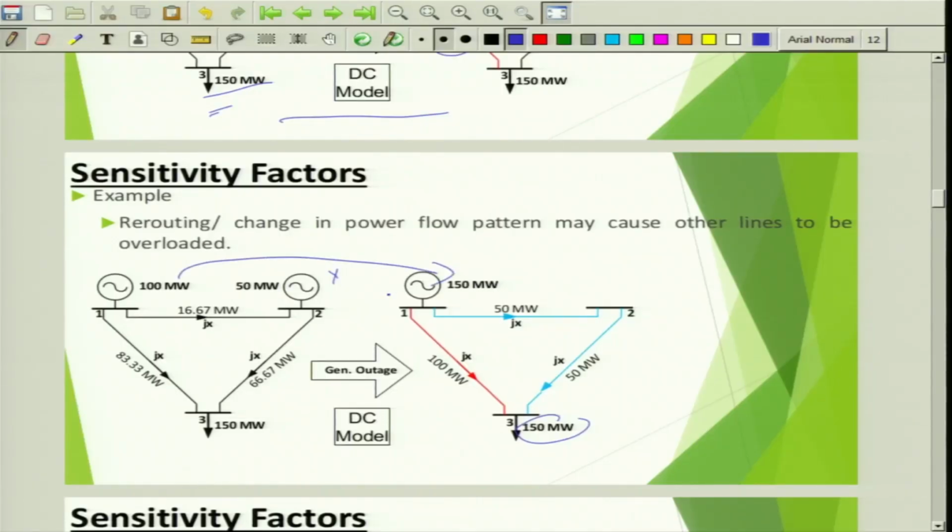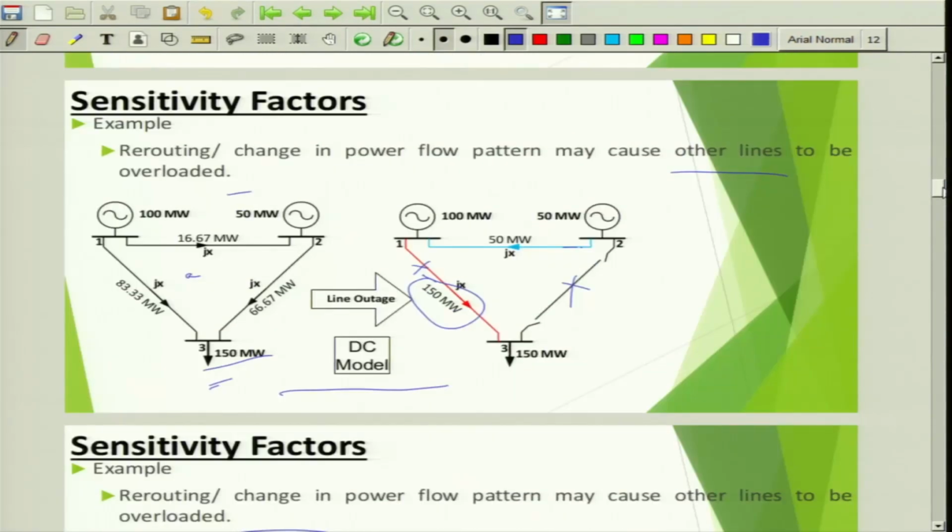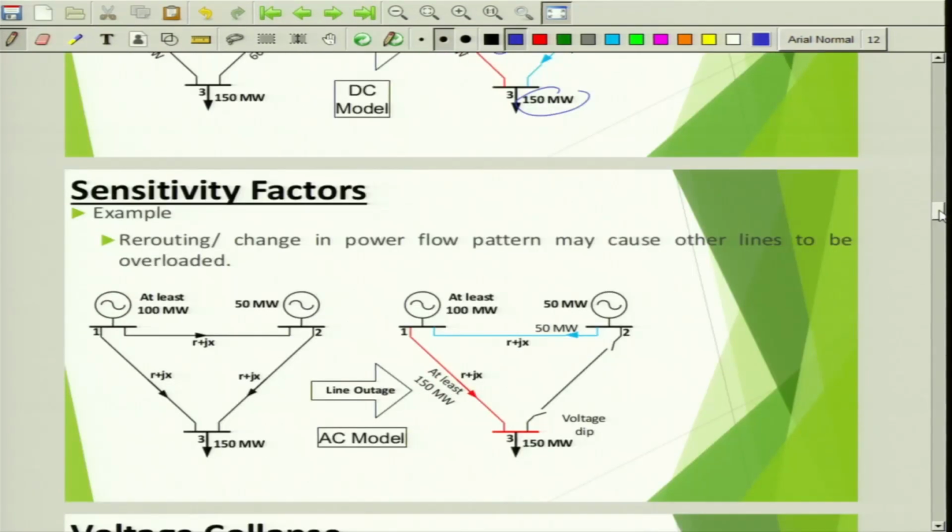Let us assume there is some capacity over there. Now, what is happening? So, this is 100 megawatt that is flowing here and the remaining 50 is flowing through this channel, but still we are considering it to be at its upper limit because 100 is the limit over there.